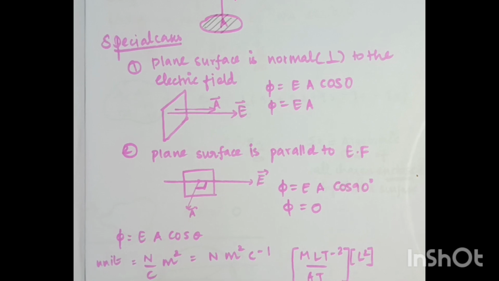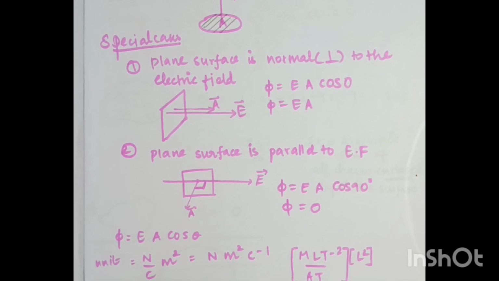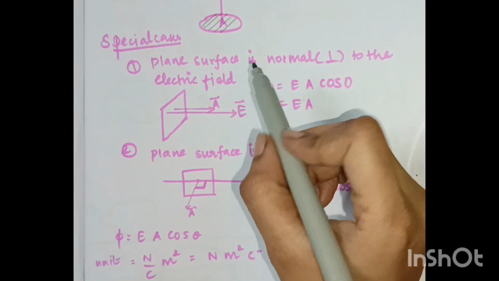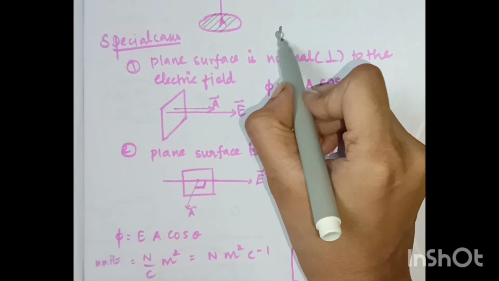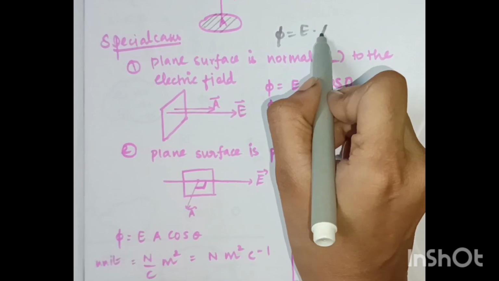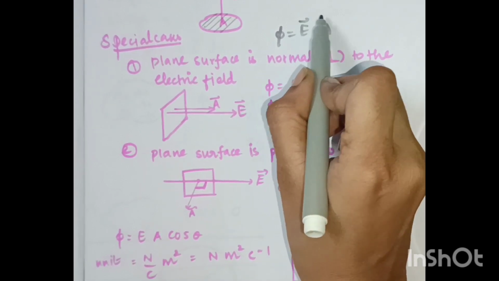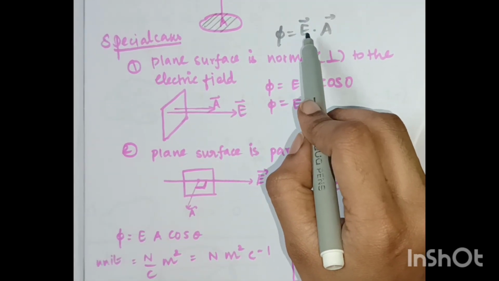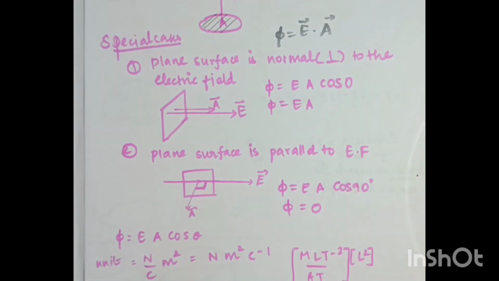Now we'll see the special cases. We have seen phi equals E dot dA. It is a dot product, so it means EA cos theta, where theta is the angle between the electric field and the area vector. Here, phi equals E dot A. That means we have to consider the angle between the electric field and the area vector.